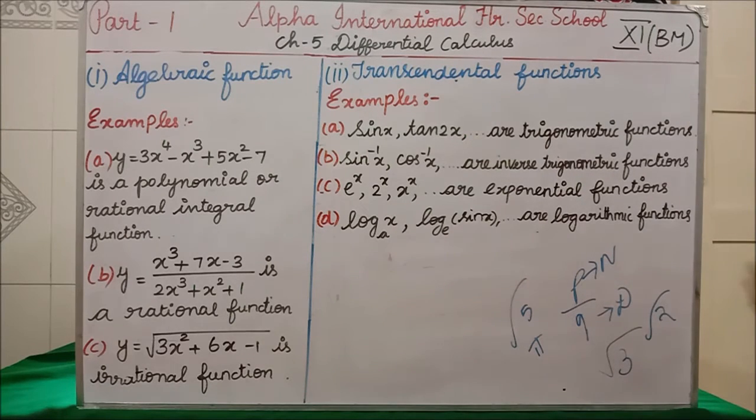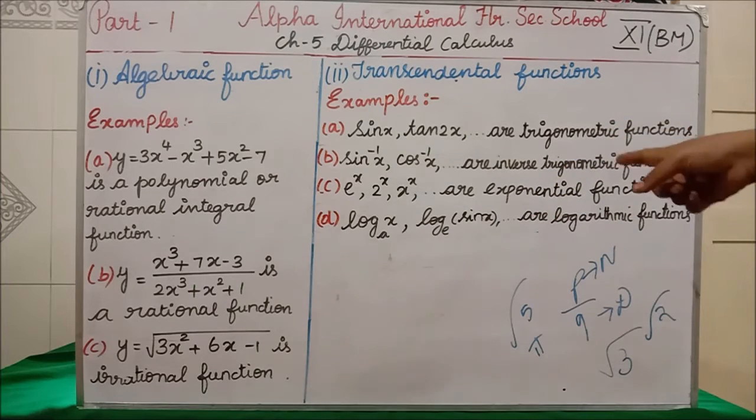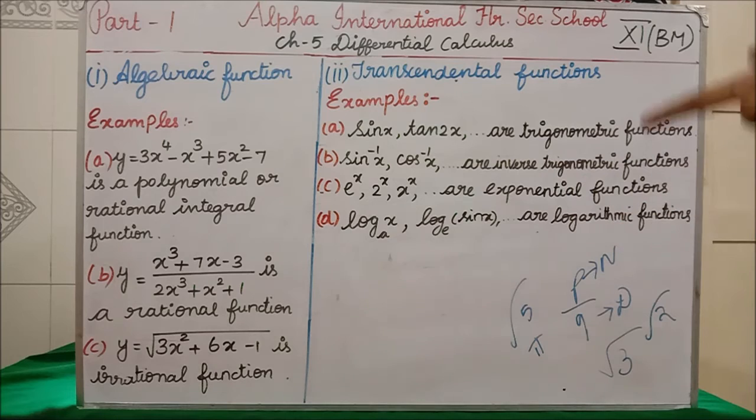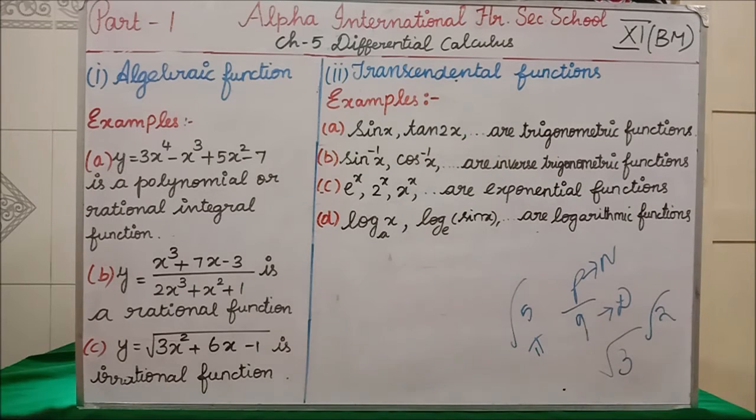The next function is the transcendental function. Transcendental function means a function which is not algebraic. Okay? Clear all of you? A function which is not algebraic is called a transcendental function. It should not be algebraic. Now you see the example sin x, tan 2x. You have learned sin and tan in 10th standard, in trigonometry. So sin x and tan 2x are trigonometric functions.